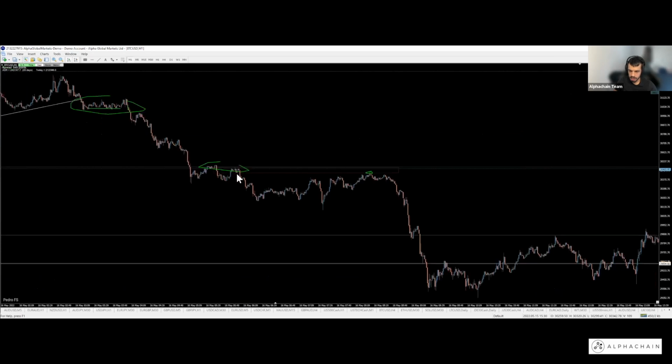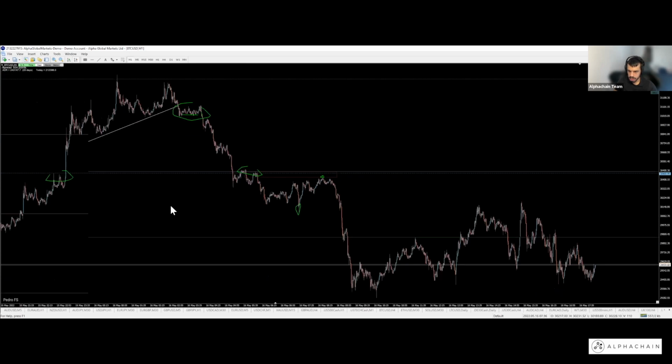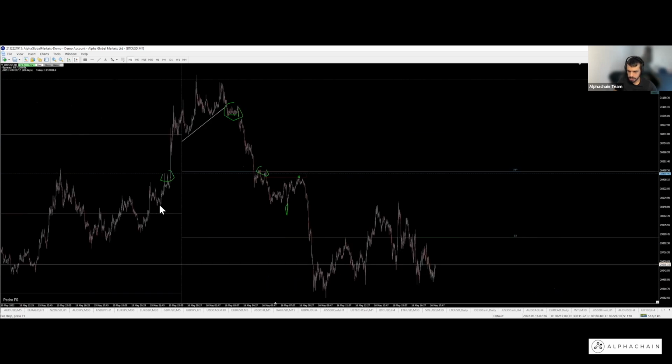Okay, so I will draw this supply level. I would use at least this low until the high, and I would use it. And as you can see, price respected this low, actually broke this low here on the side. Price most likely wants to carry on to the downside, and then price retraces.